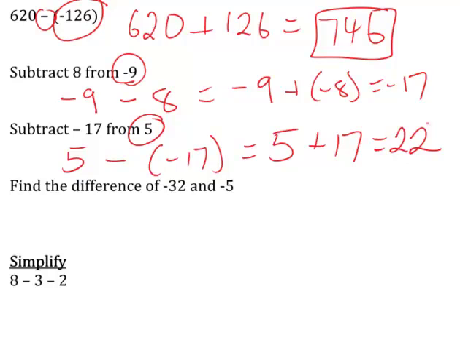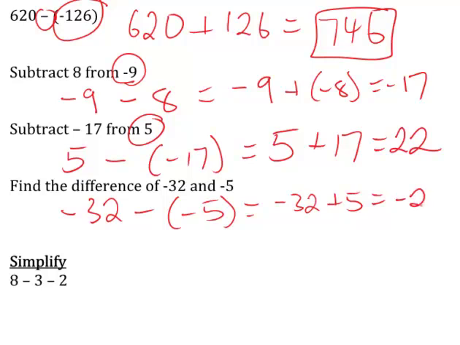Now, when it says to find the difference of two numbers, the order is already in the proper order, okay? So I'm just going to go negative 32 minus a negative 5 would be negative 32 plus 5, and that's a negative 27.